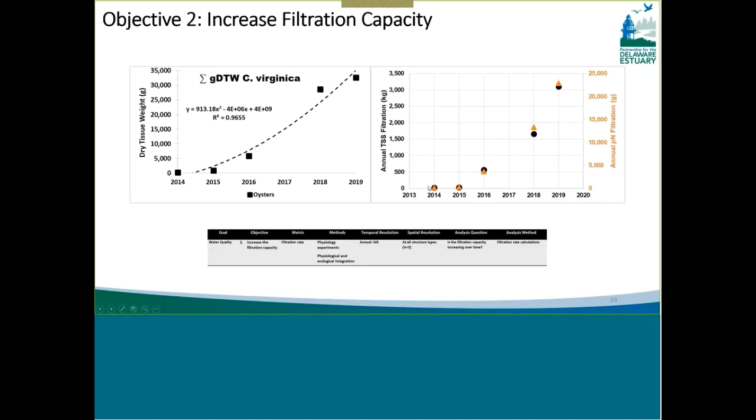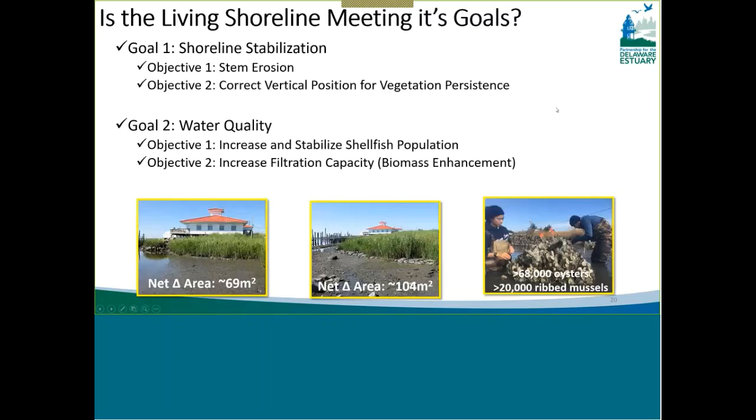But again, is it a living shoreline here? The grass hasn't moved. Not really filtering anything. Is it functioning as a living shoreline? We didn't know. But by 2016, after a little time, giving the ecology time to grow, we start to see that growth. And now we can say the living shoreline is meeting its goals.